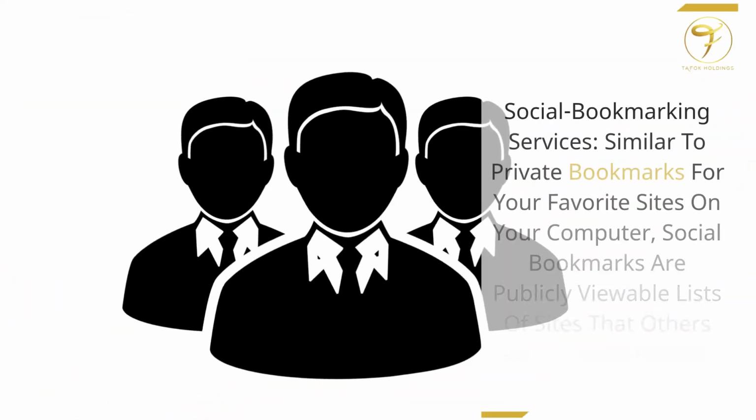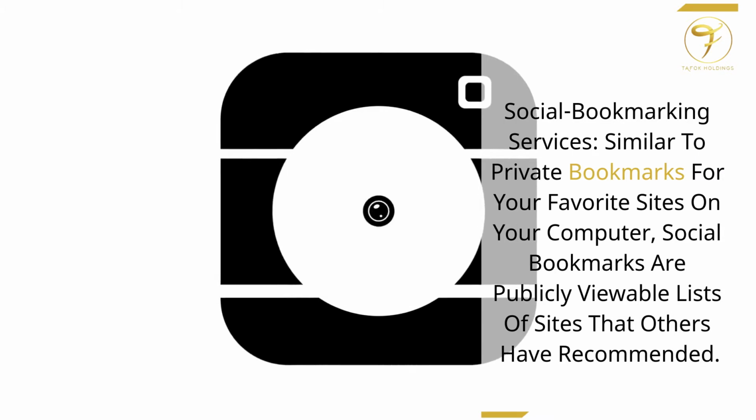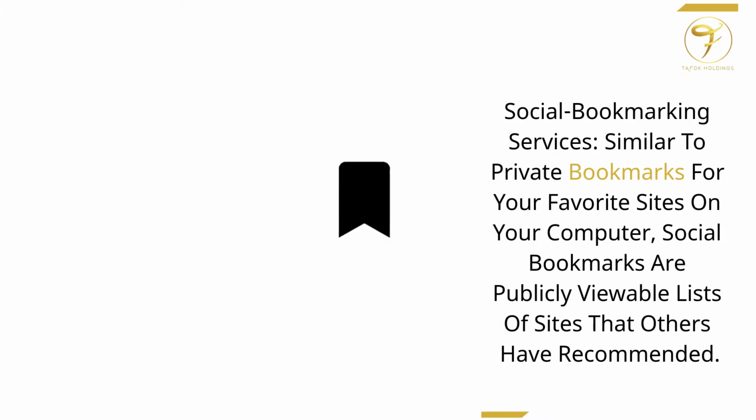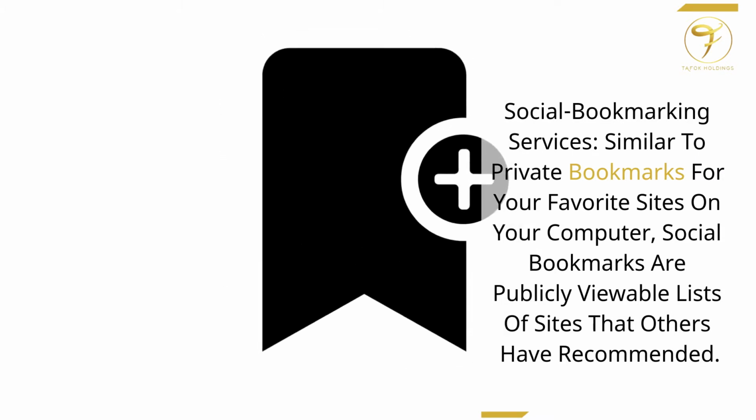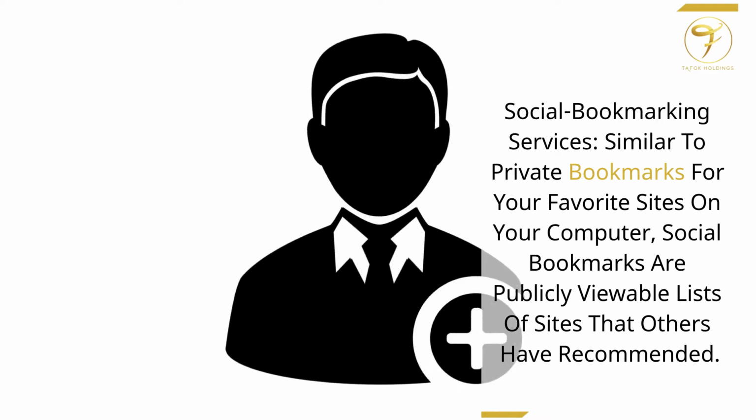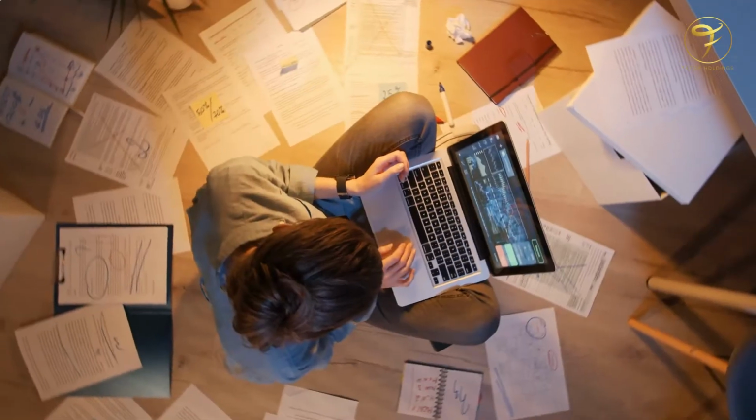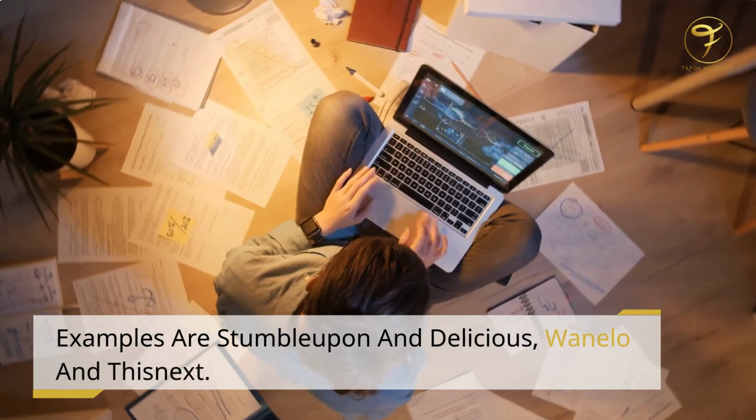Social bookmarking services, similar to private bookmarks for your favorite sites on your computer. Social bookmarks are publicly viewable lists of sites that others have recommended. Examples are Stumbleupon and Delicious, Wanelo and Thisnext.